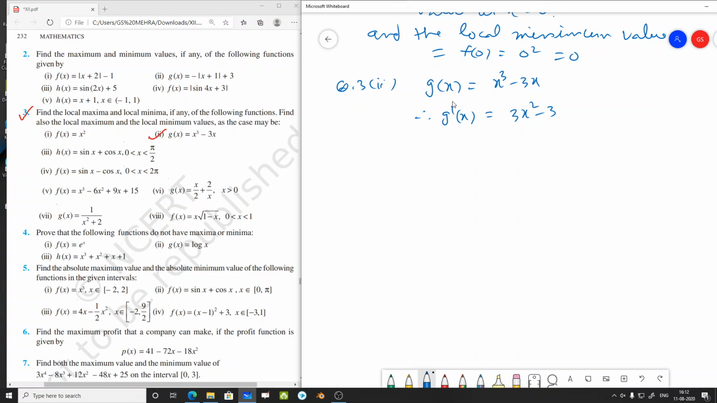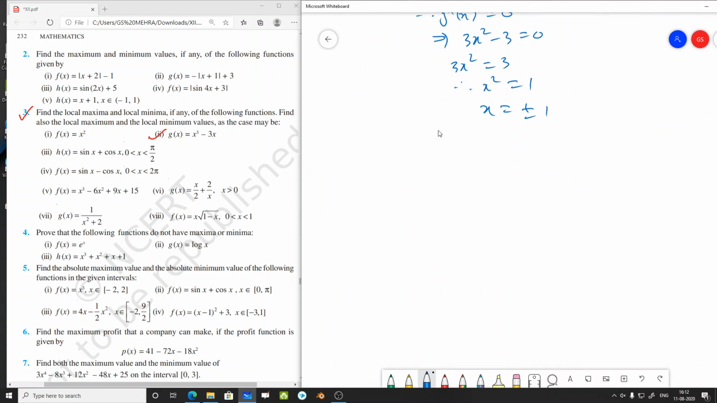Putting g dash x equal to 0 implies 3x square minus 3 equal to 0. So this will give us 3x square equal to 3, therefore x square equal to 1, so x equal to plus minus 1. So there are two turning points, one at 1 and another at minus 1. We will have to check at both the points, x equal to 1 and x equal to minus 1. So let's start with x equal to 1.